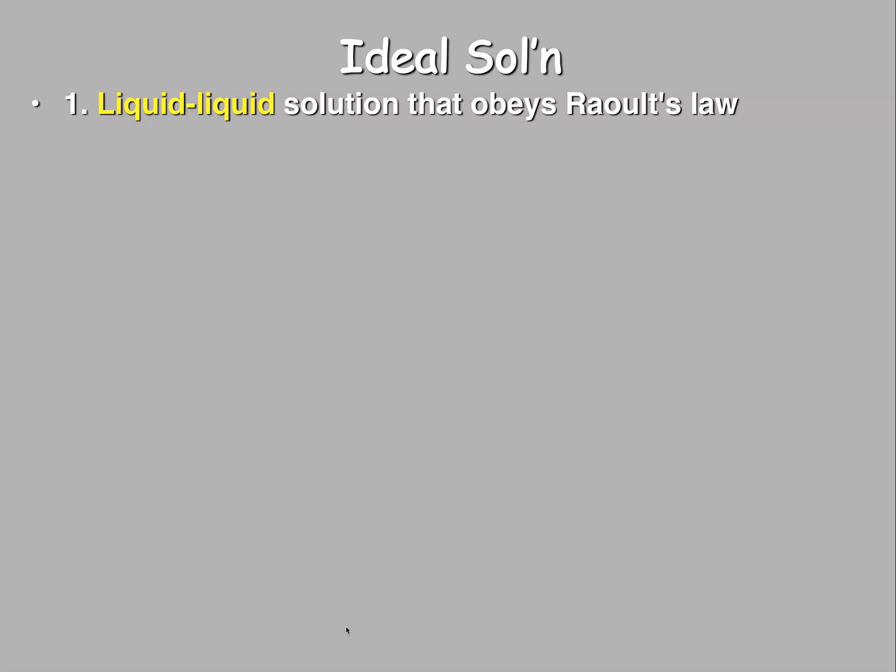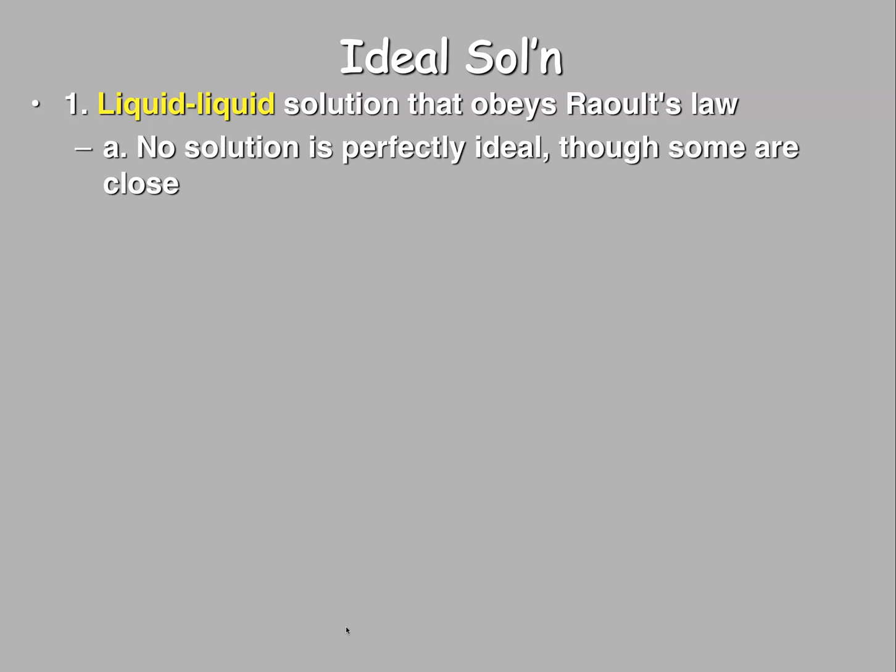Just like you can get gases under certain conditions that can best mimic ideal conditions, but it's never going to be that way. So no solution is perfectly ideal, though some can get pretty close. Just like gases, under certain conditions, some can get pretty close. Now, when we look at the liquid-liquid solution that is made, we got to look at the IMF.